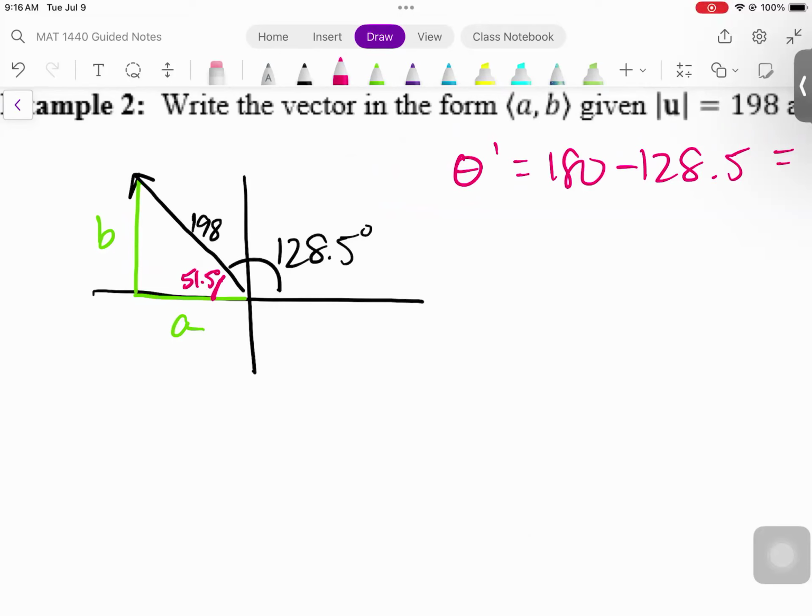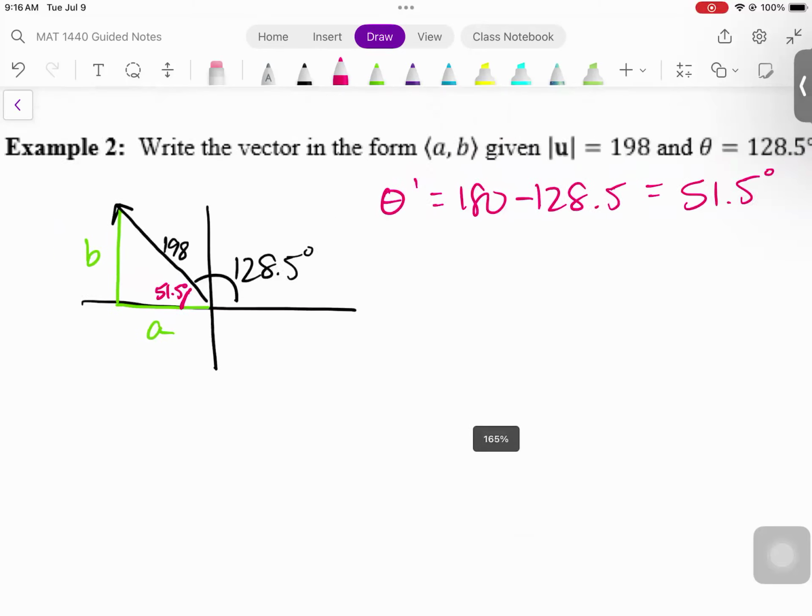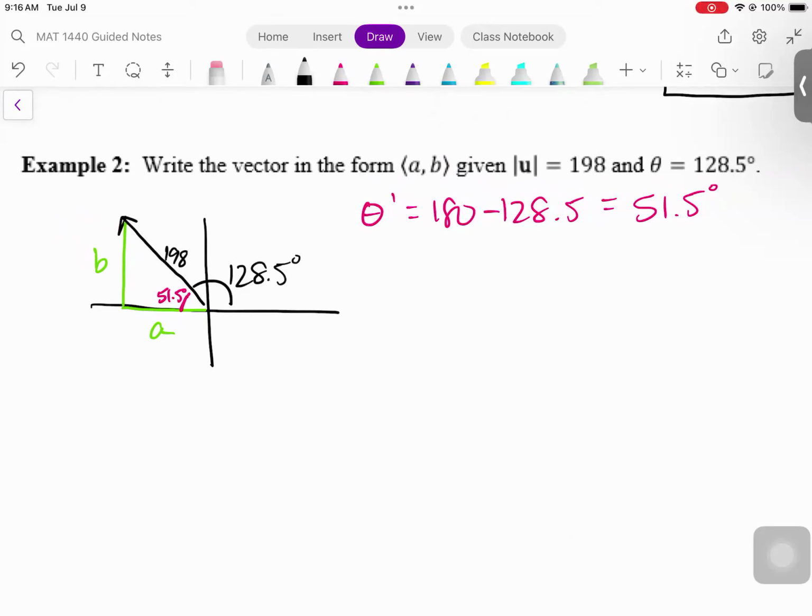So we know that this angle is 51.5 degrees. And now I can use the definition of sine to figure out the length of B. Sine of 51.5 degrees is equal to opposite over hypotenuse, so B over 198. B is equal to 198 times sine of 51.5 degrees. We get that B is 154.96. We aren't given any units here, so we'll just leave it off.